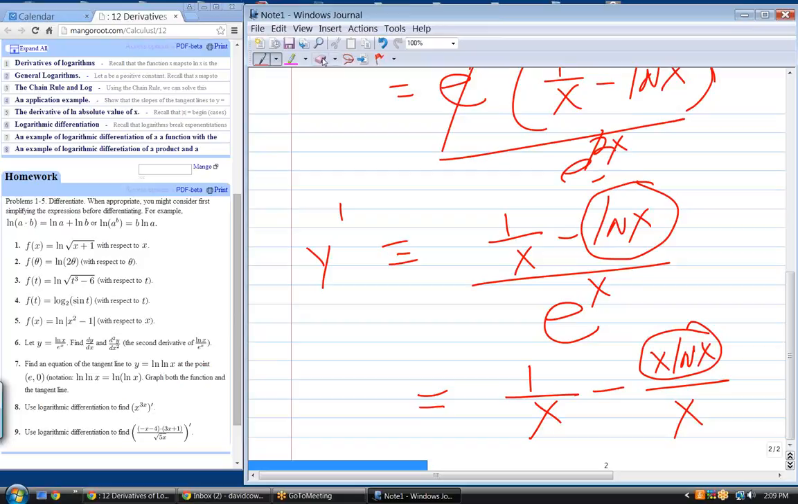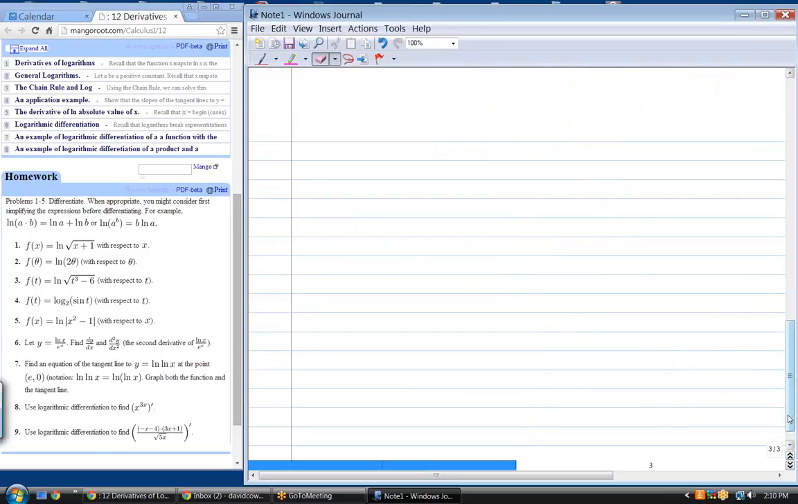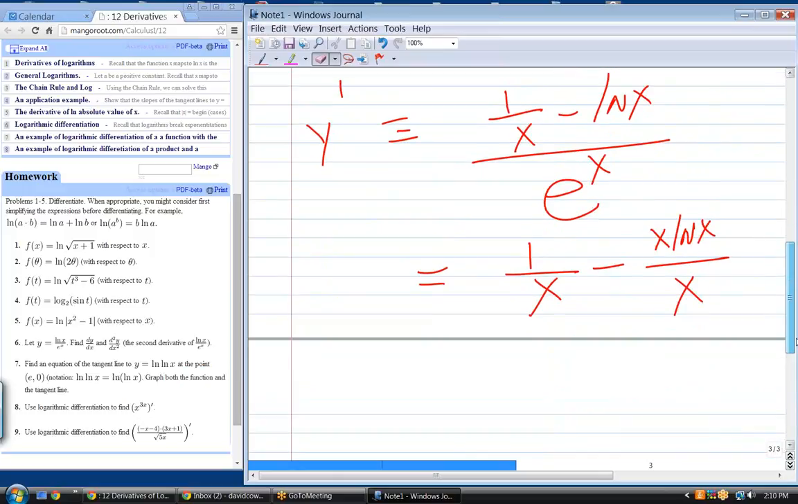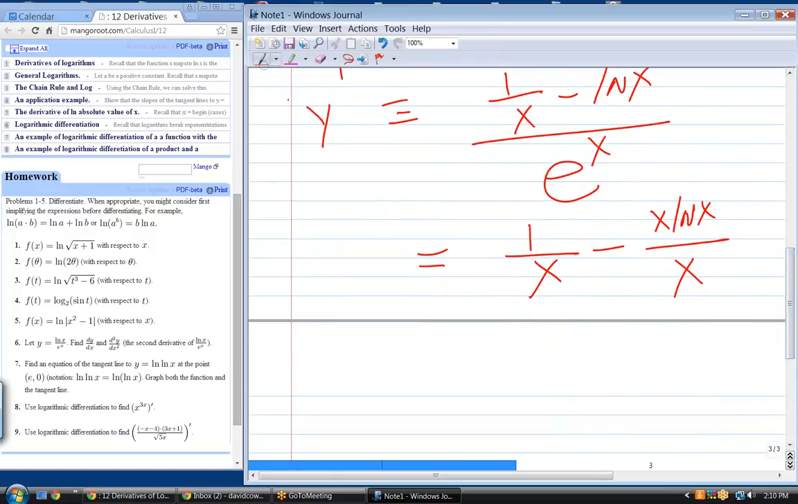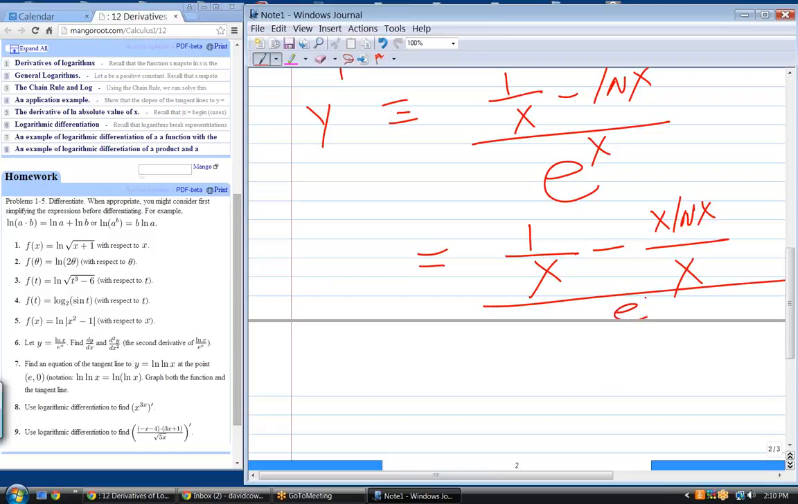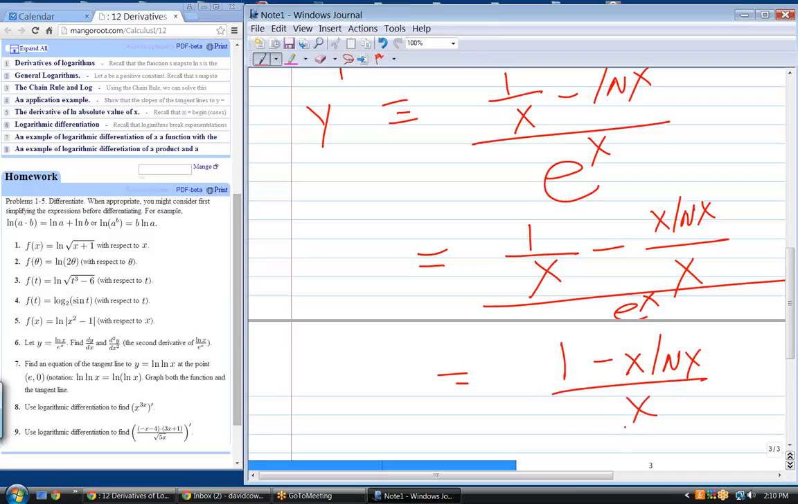In other words, if I had x natural log of x divided by x, the x's cancel and I have the same thing I started with. That's always the key, is that you have the same thing you start with. And you should always do that check as you're doing these. Okay, and this whole thing is divided by e to the x. So now what do I have? I have in the numerator 1 minus x natural log of x all over e to the x.